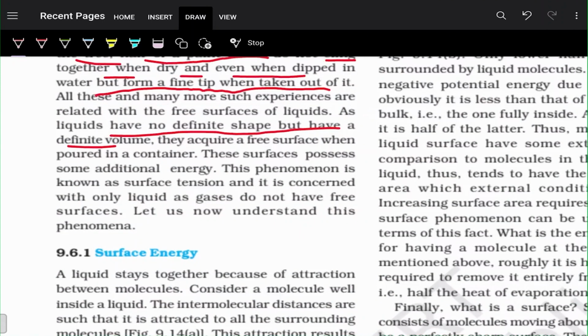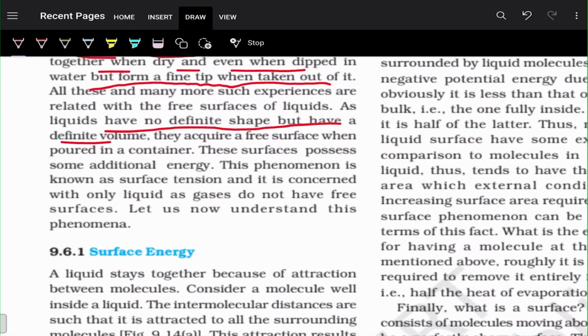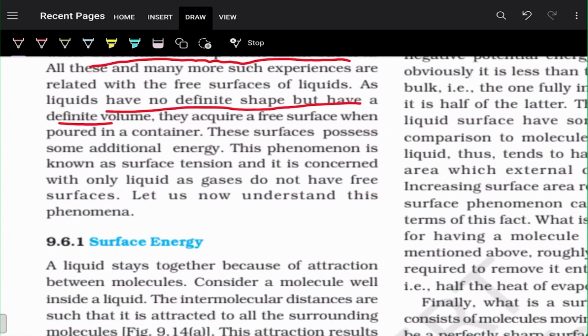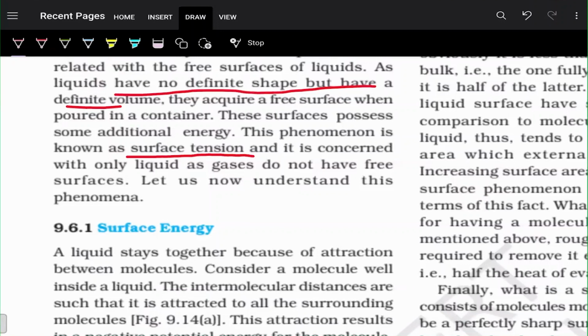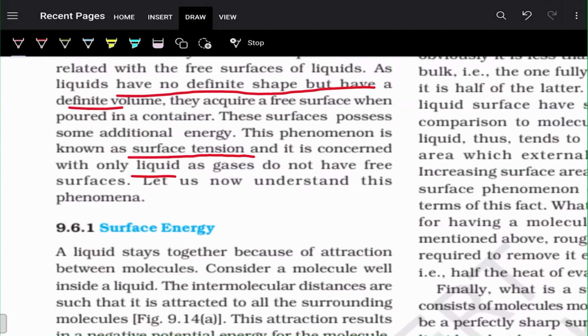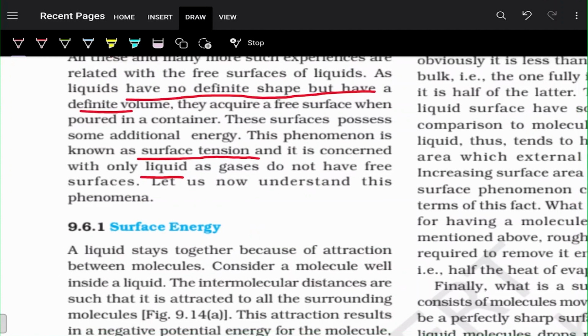This phenomenon is known as surface tension and it is concerned with only liquids, as gases do not have free surfaces. Surface tension exists only for liquids. Let us now understand this phenomenon. So first let's discuss what is surface energy.